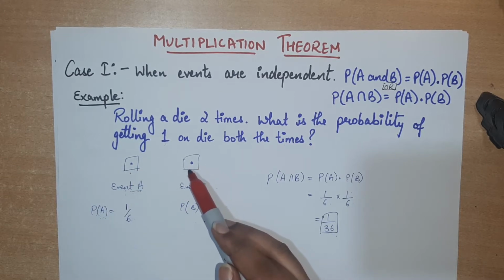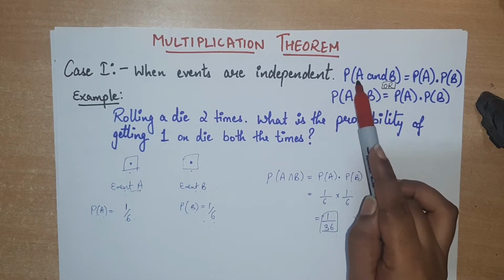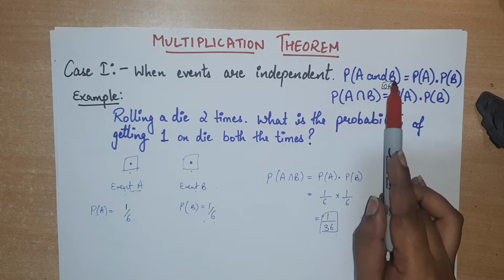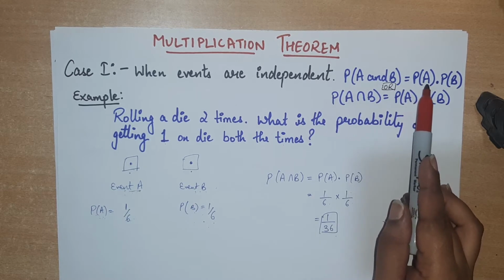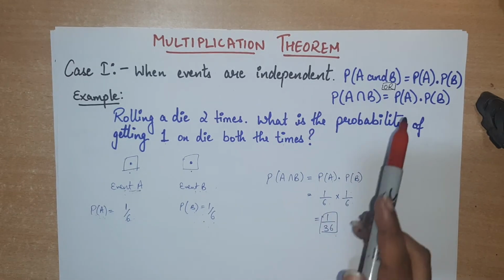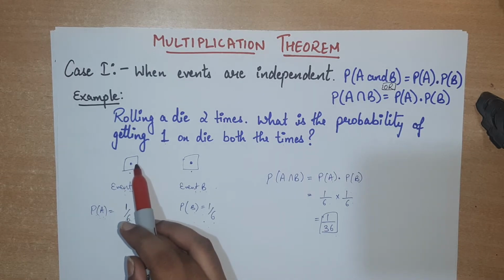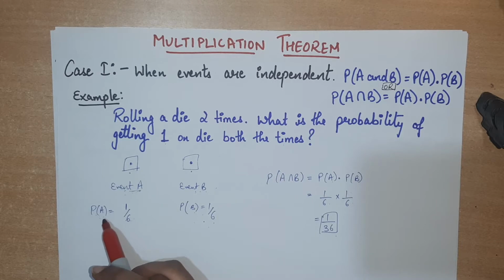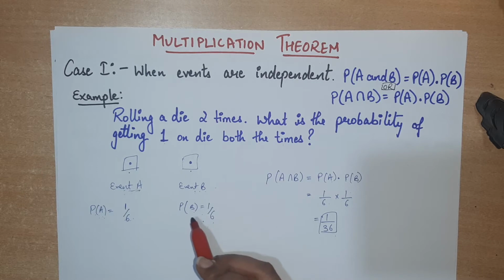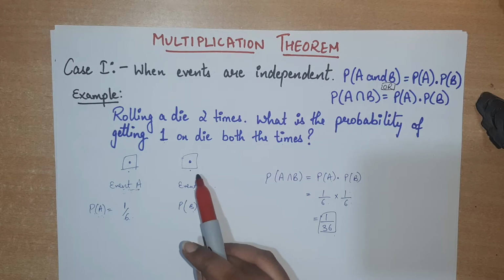According to the multiplication theorem, the probability of two events happening together, probability of A and B, is equal to the probability of event A multiplied by the probability of event B. With this formula we will solve this example. In event A, 1 is appearing, so the probability of event A will be 1 by 6. Similarly in event B, the probability of event B will be 1 by 6, as it is appearing to be the 1 again on the die.